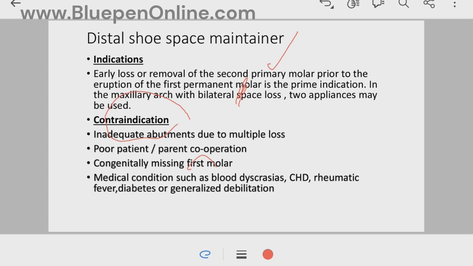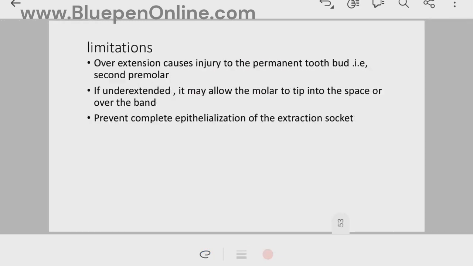You can't use it because what? If there is no first molar, you don't want to use it. You are using this just to guide your first molar, right? No requirement. Medical conditions and also inadequate abutment due to multiple loss. These are the contraindications. Now, limitations.